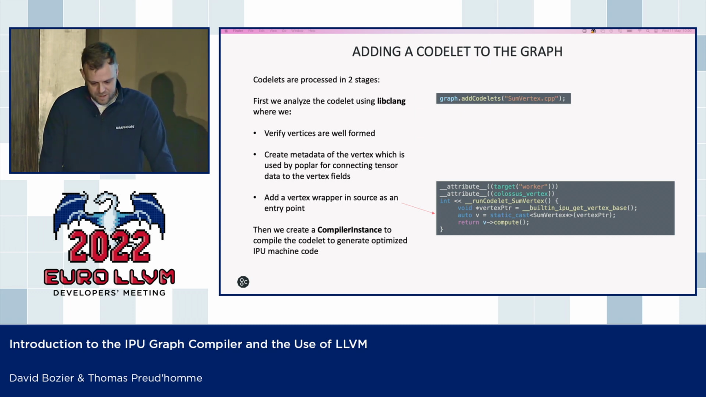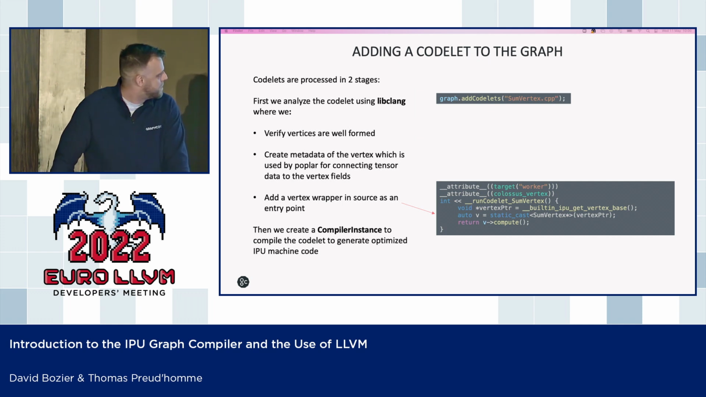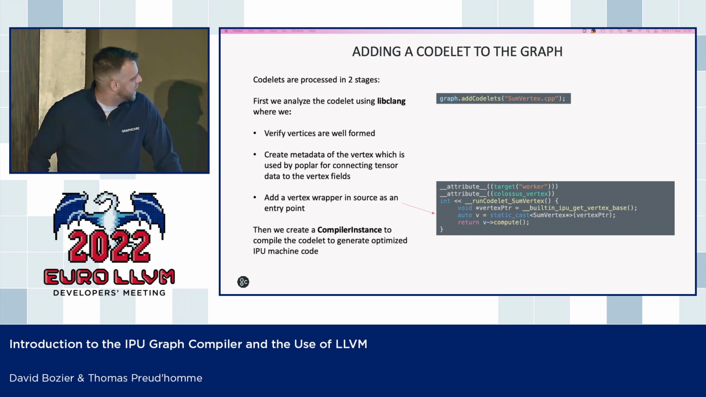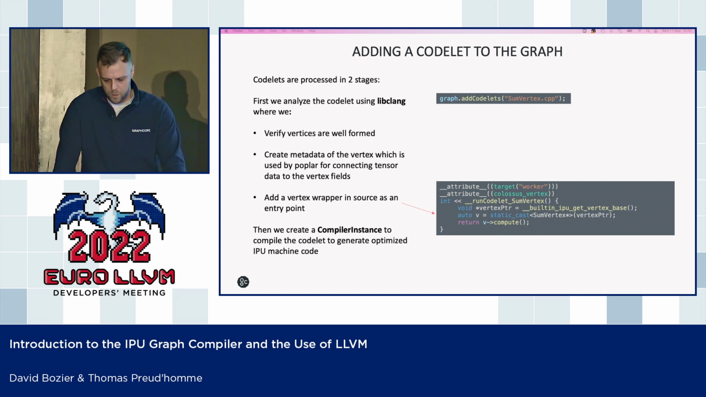At the bottom we can see that wrapper source code. A couple of interesting things there. We mark it as a worker, which is what we call the threads that run on our tile. And secondly, we add another attribute, Colossus Vertex, which indicates that we're going to use a different ABI calling convention. So the supervisor thread will call this function, and we expect it to kill the thread and return to the supervisor when it's done.